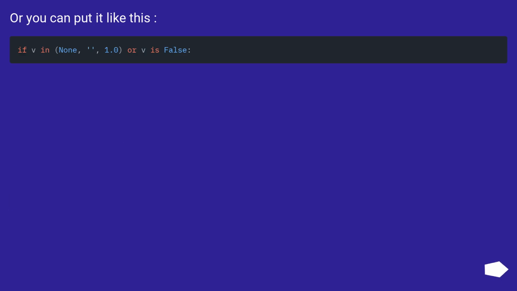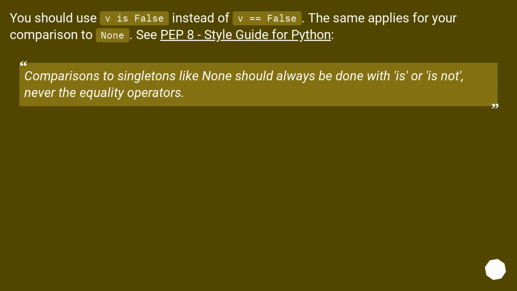Or you can put it like this. You should use v is false instead of v equals false. The same applies for your comparison to None. See PEP 8, Style Guide for Python.